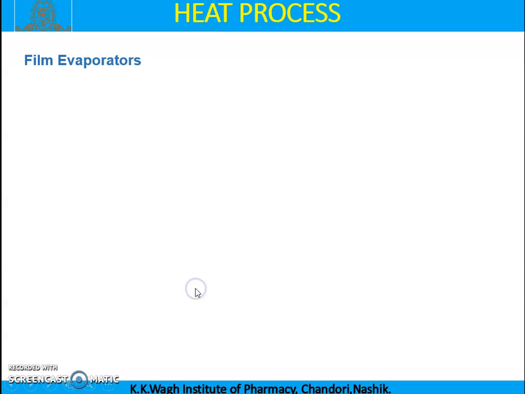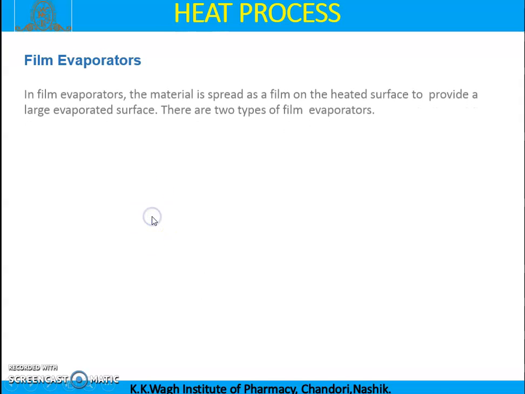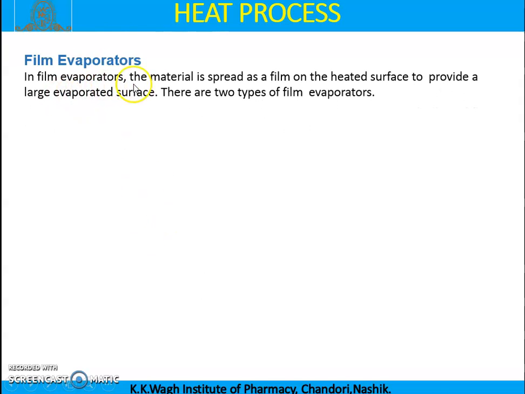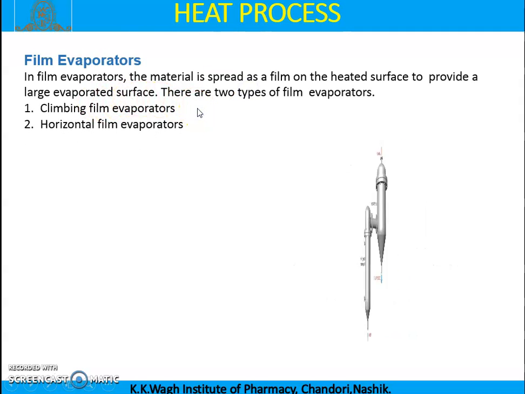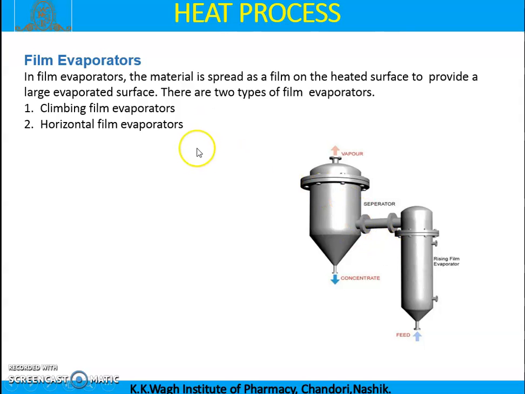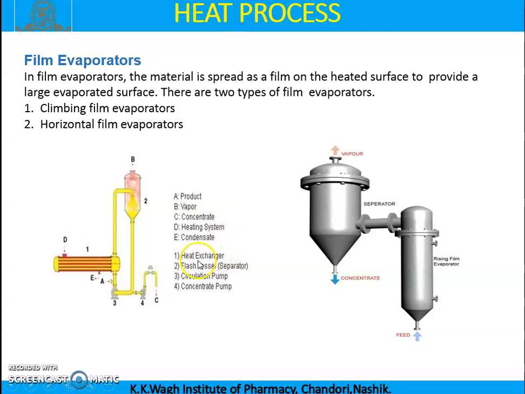The next one is the film evaporator. In a film evaporator, the material is sprayed as a film on a heated surface to provide a large evaporating surface area. There are two types of film evaporators: climbing film evaporators and horizontal film evaporators. This one is the climbing film evaporator and this one is the diagrammatic representation of the horizontal film evaporator.